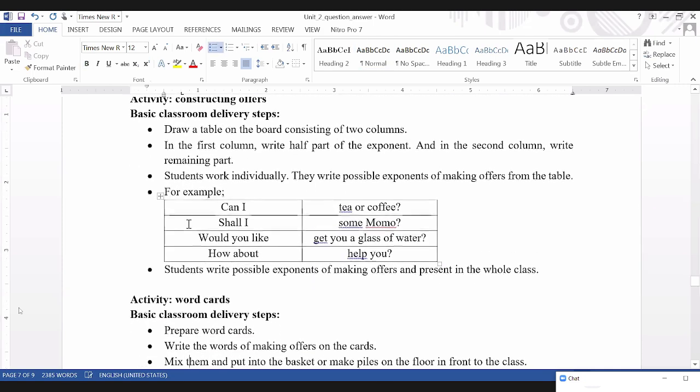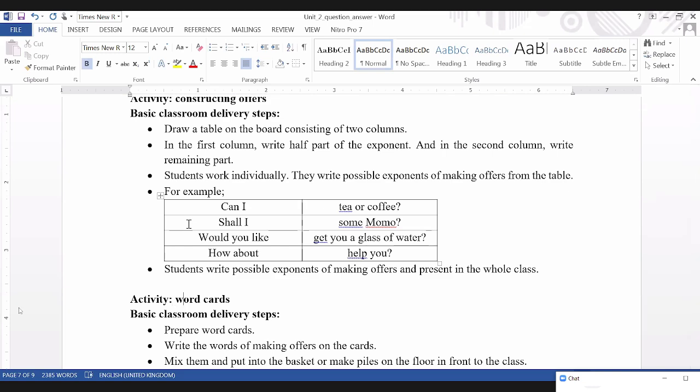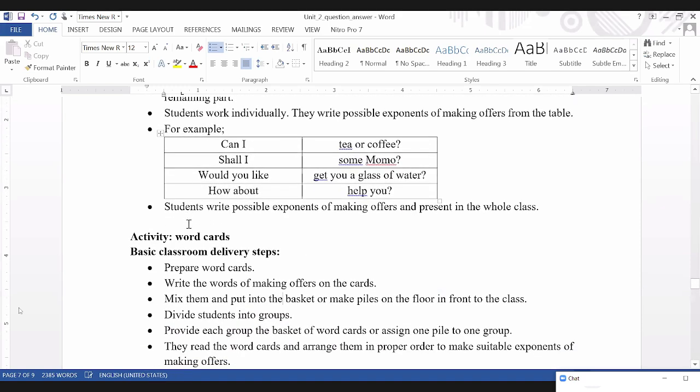Another activity is word cards. This is a very interesting activity. For word cards, we can use basic classroom delivery steps like this. Prepare word cards first. And write the words of making offers on the cards, like can I, shall I, would you like, how about, help you, get a glass of water, some momo, tea or coffee. These are different words that the teacher has to write on the cards.